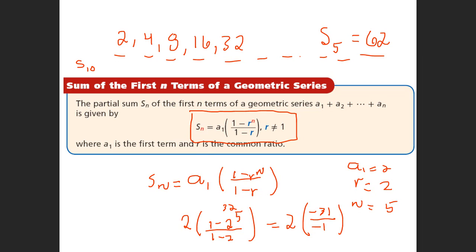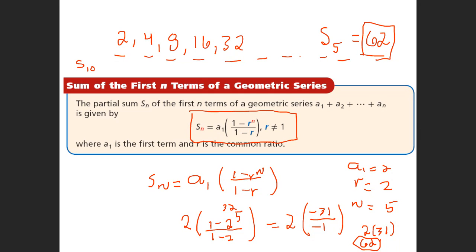Negative 31 over negative 1 is 31, so it really just turns out to be 1 times 31, which is 62, which we already knew the answer was going to be because we did it by hand, okay? So in this type of problem, it really is pretty easy to find the sum of a sequence.